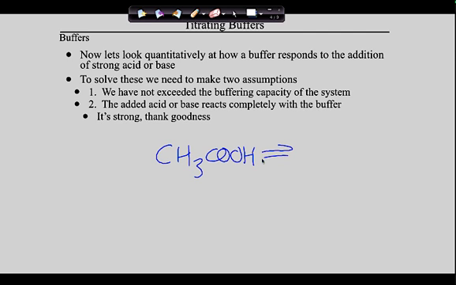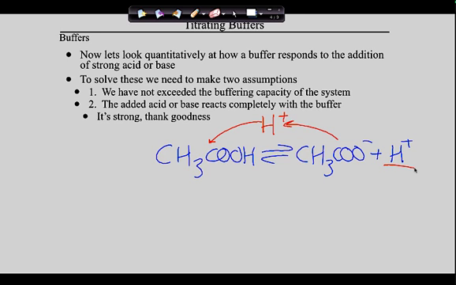Here we've got acetic acid. Here we've got acetate ion. Here we've got protons. Guys, when we add hydrogen to this, which way does the chemistry go? To the left or to the right? The left, yeah? So guys, the chemistry goes to the left. When that happens, does the concentration of hydrogen ion change?